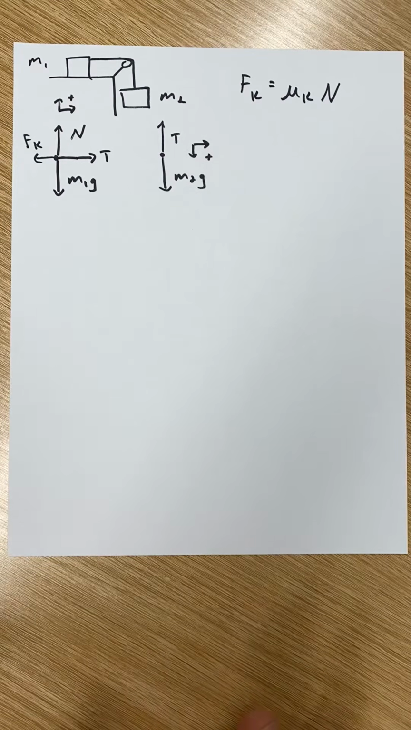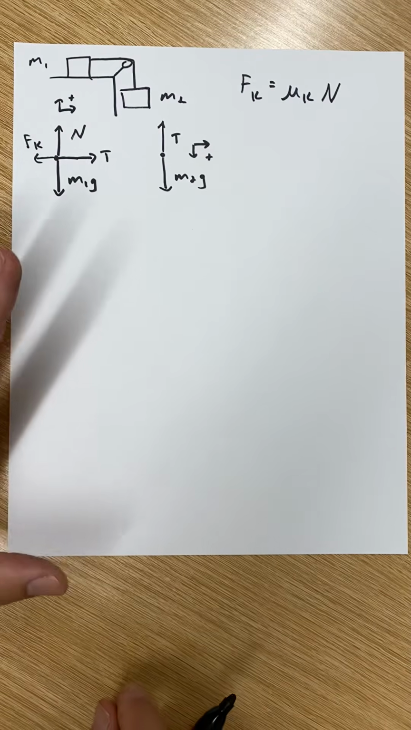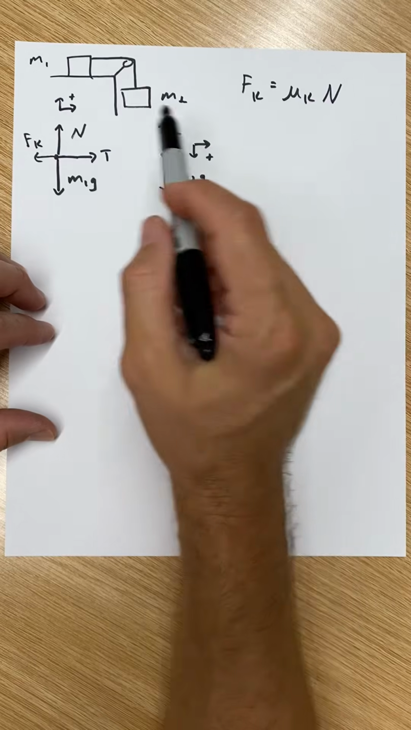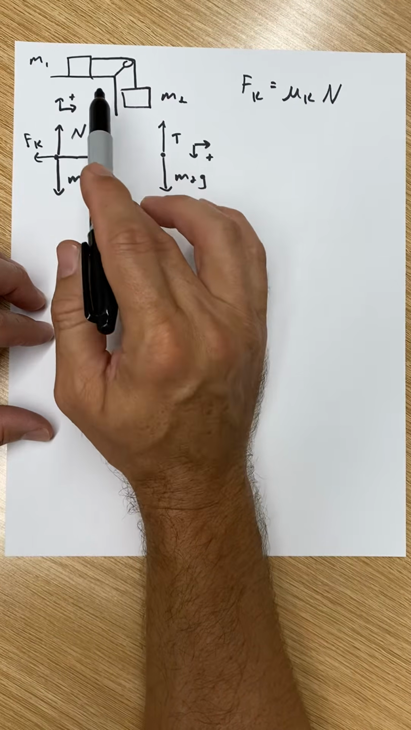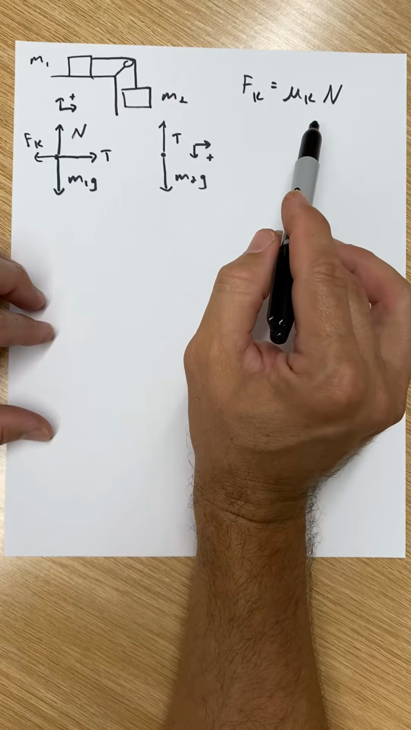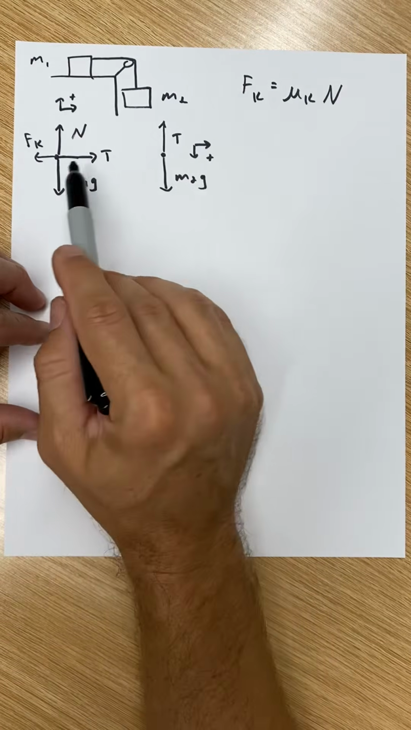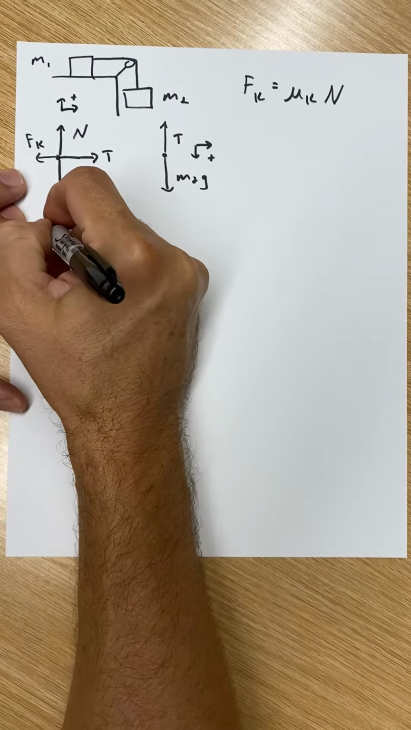So before, I didn't have to worry about the y direction for M1 at all. There was nothing happening of interest to me. But now I do. Even though in the y direction it is still not coming off of the table, still not accelerating in the y direction, I need to determine the normal force to be able to characterize the frictional force. So there's crosstalk between the x direction and the y direction. So let me do that.